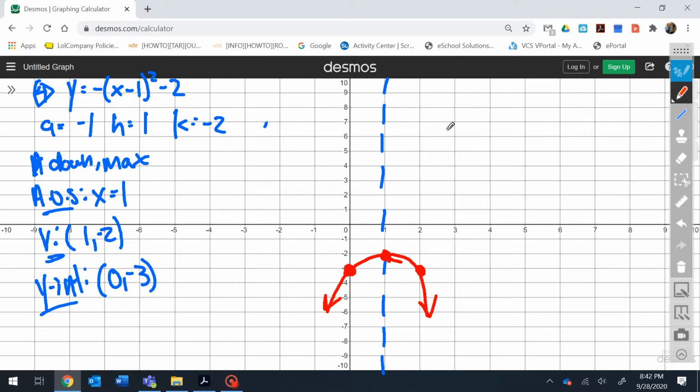My domain is negative infinity to infinity. It's all real numbers. My range has no minimum. It's negative infinity, but the maximum is negative 2. So that's my domain and range.